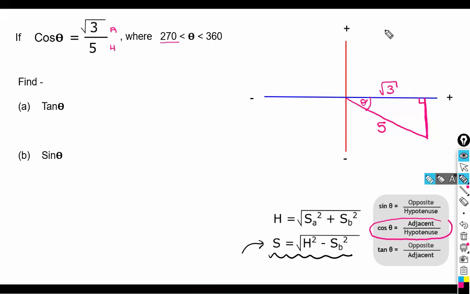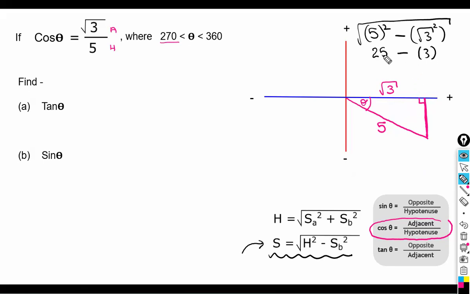I'm going to do the calculations up here, all right? The hypotenuse is 5, so it's 5 squared. We're finding a regular side, so we have to use minus. Inside here, we have the square root of 3 squared, and then we square root that. Now, 5 squared is 25 minus, squared and square root will cancel out to give you 3. 25 minus 3 is 22, and we leave it as the square root of 22.